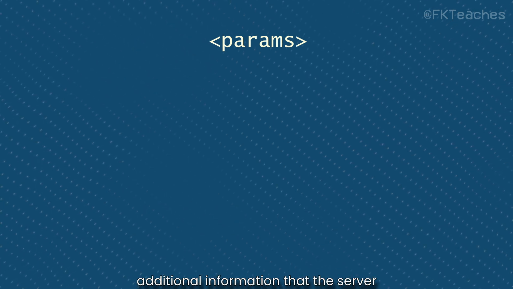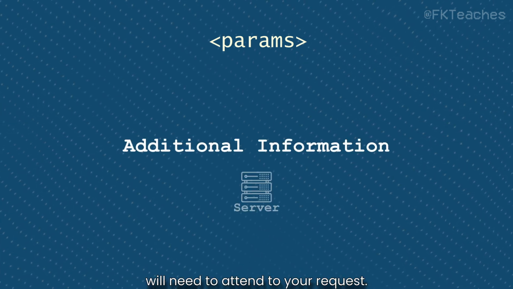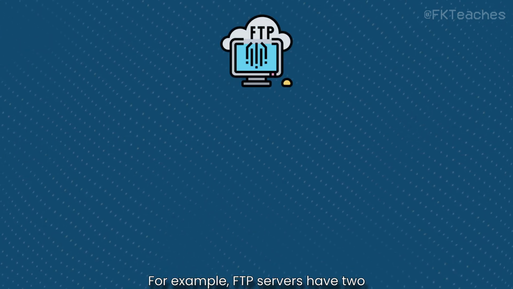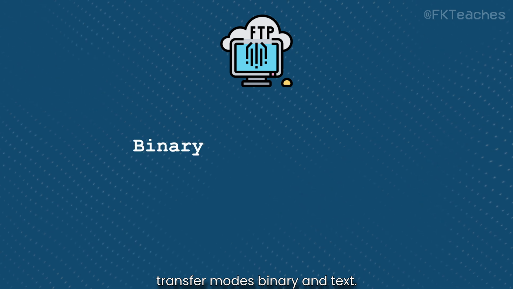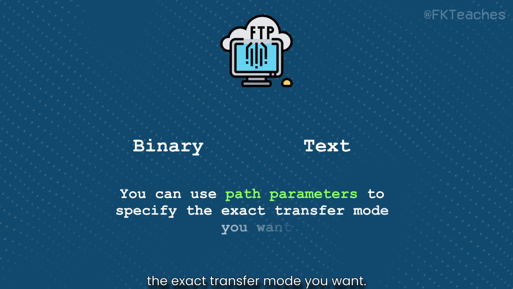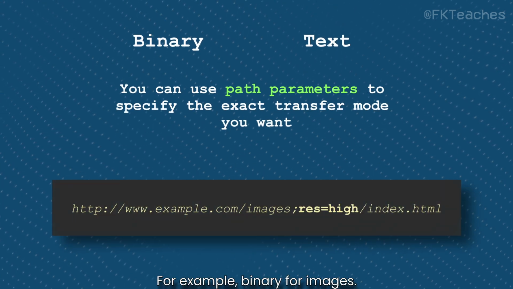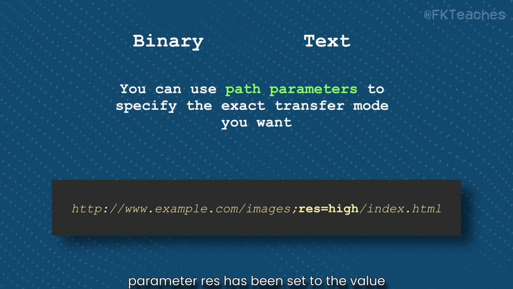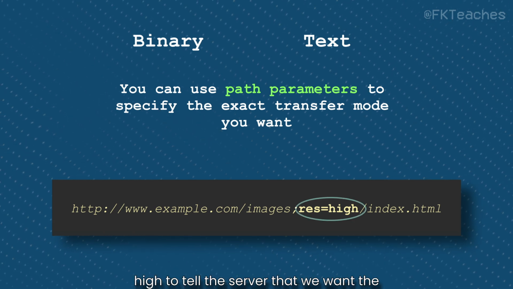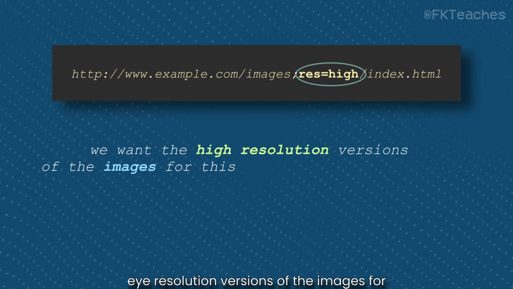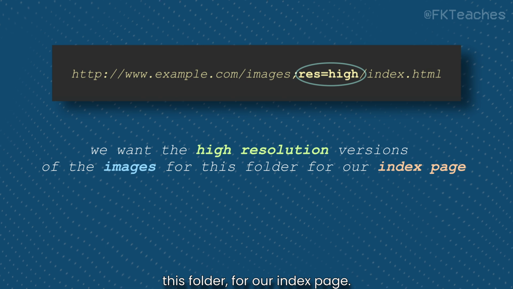Next, we have the parameters section of the URL. Path parameters in URLs allow you to add additional information that the server will need to attend to your request. For example, FTP servers have two transfer modes, binary and text. You can use path parameters to specify the exact transfer mode you want, for example, binary for images. In the example shown, a custom path parameter res has been set to the value high to tell the server that we want the high resolution versions of the images for this folder for our index page.